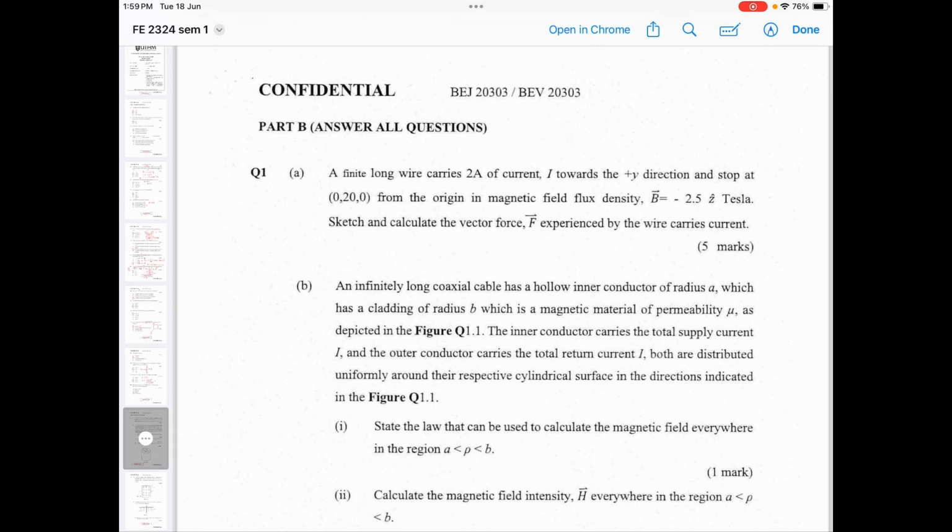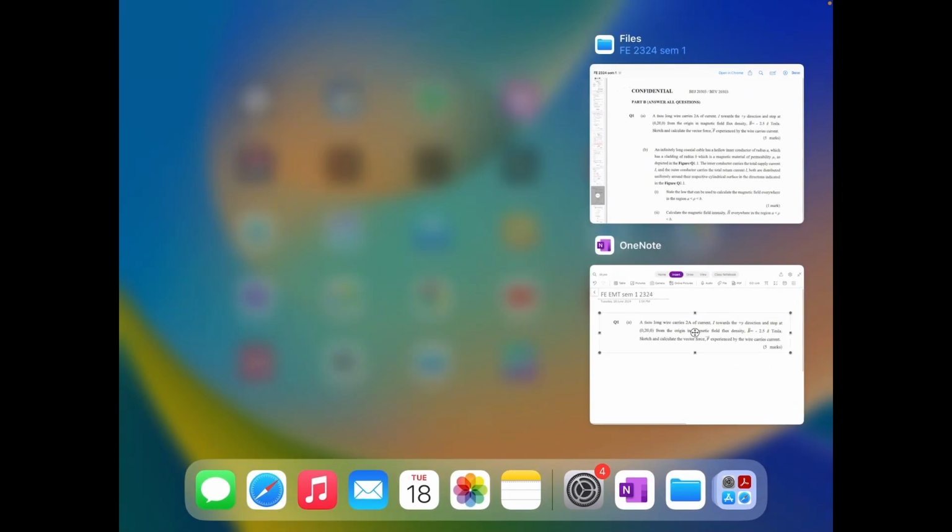Okay, so we will go to part B, subjective questions. Question number 1A. You have a finite long wire carrying 2 ampere of current. The current I is in the y direction and stops at this position from the origin. You have the magnetic flux density B, and you have to calculate the force F experienced by the wire that carries the current.